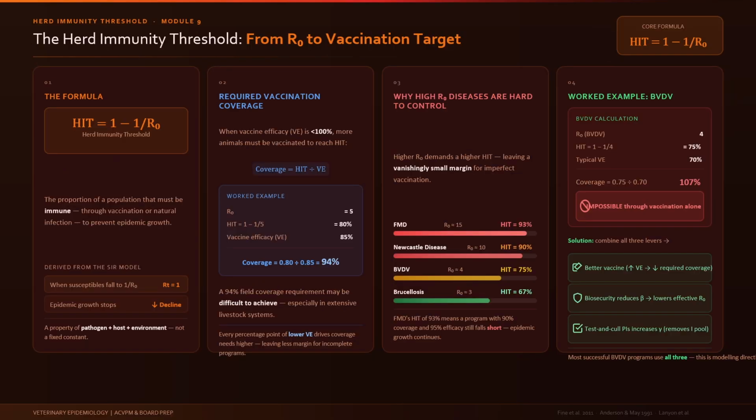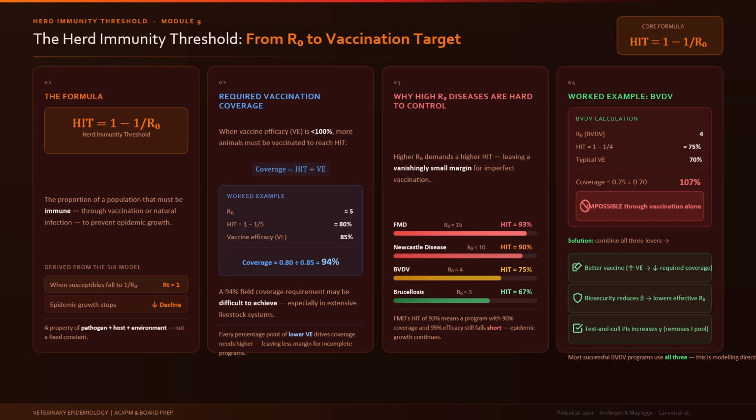The right method depends on what data you have and where in the outbreak you are. Herd immunity threshold is where modeling turns directly into a vaccination target. The formula is beautifully simple. HIT equals 1 minus 1 over R naught, the proportion of the population that must be immune to stop epidemic growth. But there's a catch. Vaccines aren't perfectly effective, so the coverage you actually need is HIT divided by vaccine efficacy.